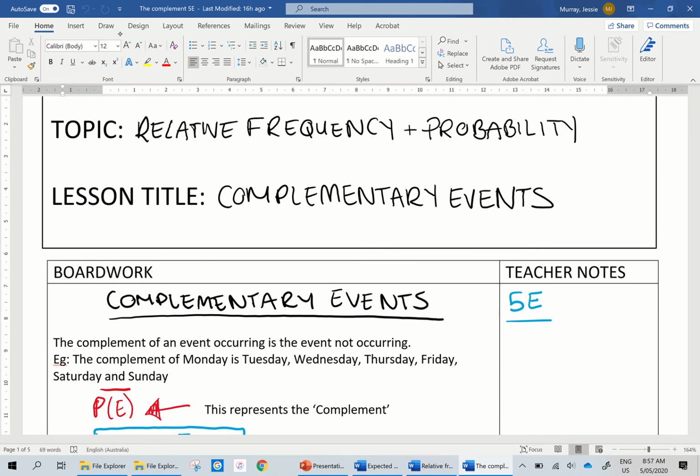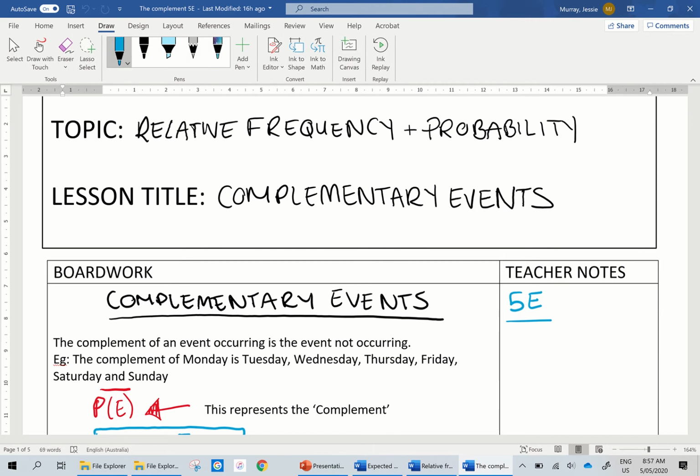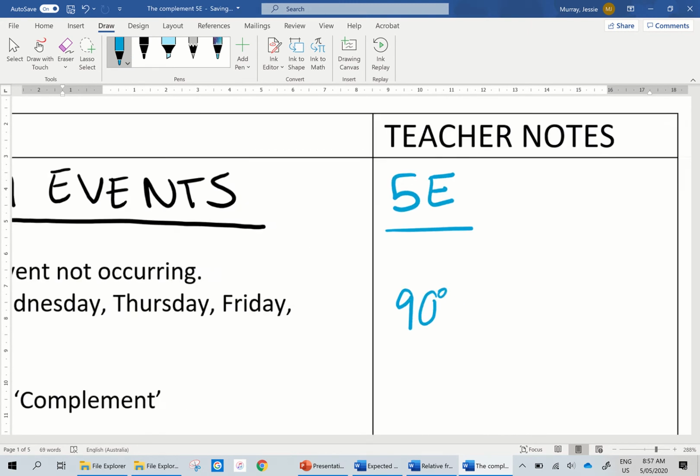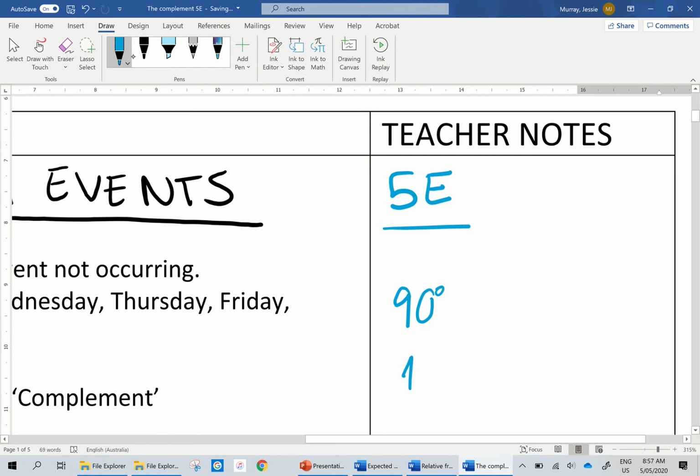You may have heard the word complementary before, and it actually comes from when we're looking at angles. Complementary angles are the angles that add up to 90 degrees. So they might ask you something like, what's the complement of 40 degrees? And you'd say, oh, it's 50, because they add up together and give 90. They always must add to give 90.